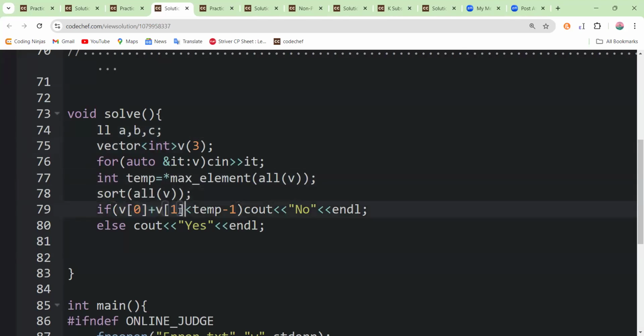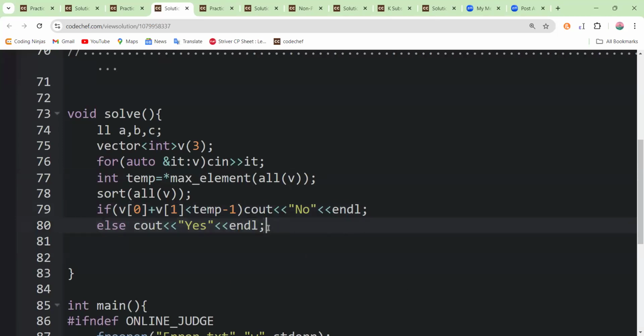I know that if I am sorting it, the first two values will be the values that I'm not considering as maximum, because V of 2 is the maximum value. So V of 0 and V of 1 are the remaining two values. So if the sum of these values is lesser than temp minus 1, because temp was the maximum value, my answer will be no. Otherwise, my answer will always be yes. So implementation again depends completely on you, but the logic remains the same as we discussed in our slides.